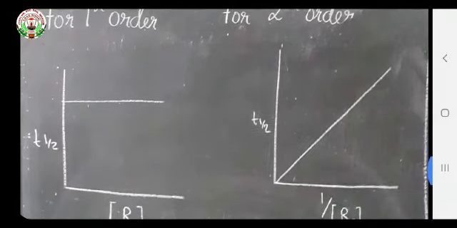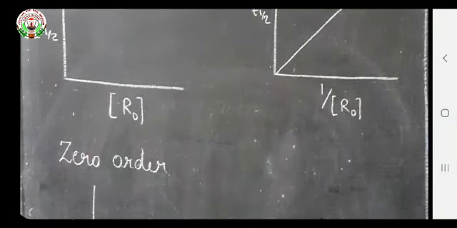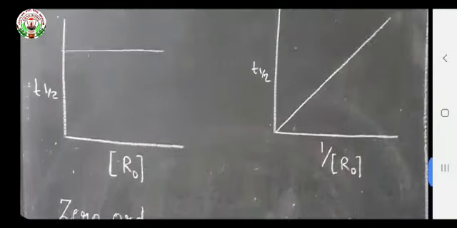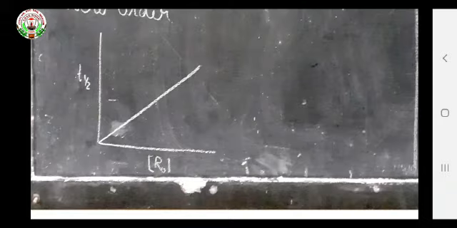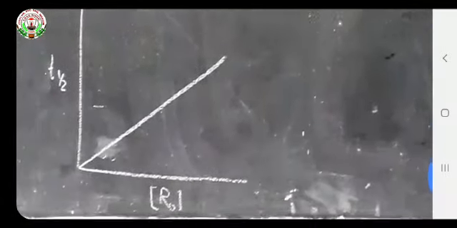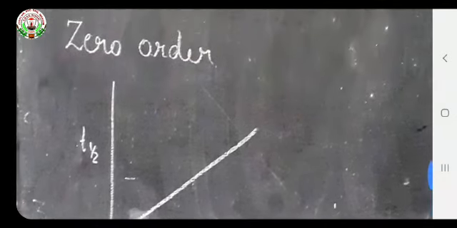For the second order, the half-life is inversely related to the concentration, so the graph goes on decreasing and we get a line like this one. This is for the second order, and for the zero order we have the graph that is directly proportional. Here the graph is between t half versus concentration of R naught. These all are the graphs.